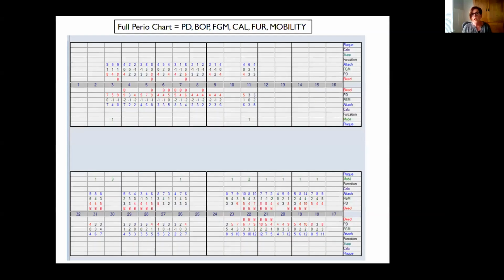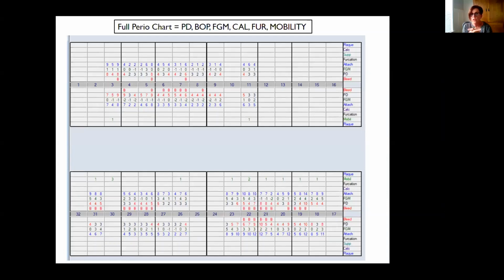Okay, so this slide is just to make the point of what a full perio chart consists of. And I know that in a lot of offices, you may not have the time to do probing depths. I understand that. I am going to try to show you why it is so important to have your complete perio chart when you're doing this diagnosis.